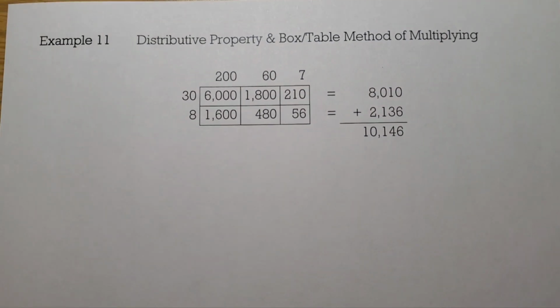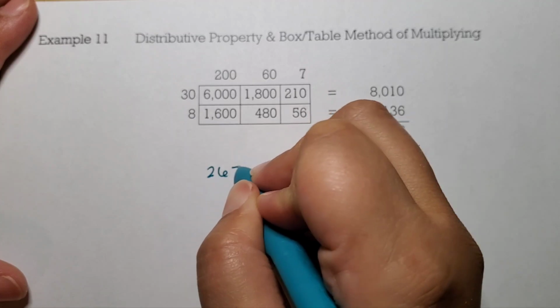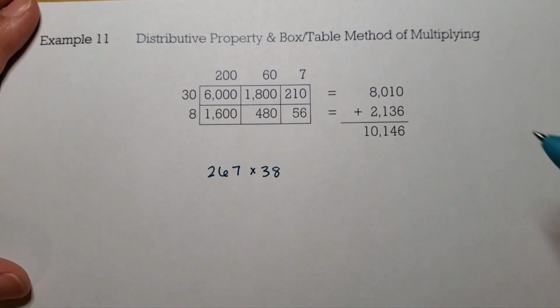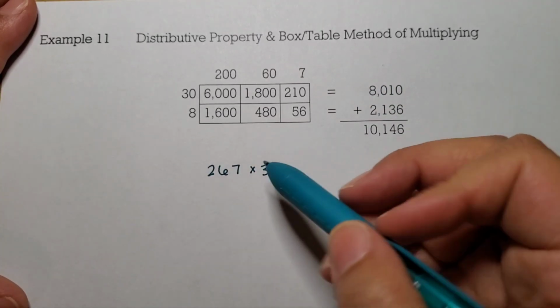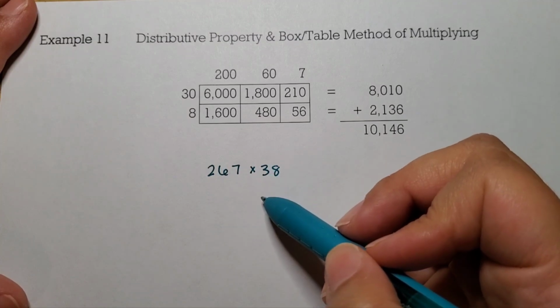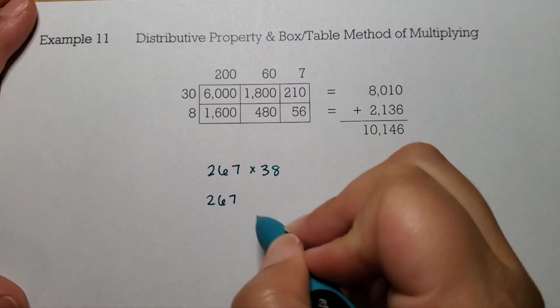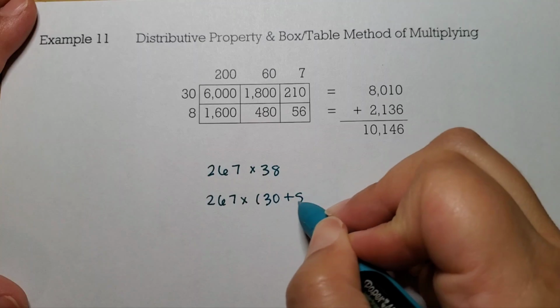Now, we've actually seen the distributive property. We've actually already been using it when we've been using the box method of multiplying numbers. So in this example, we had been multiplying 267 by 38. And I want to show you how this is using the distributive property. So let's split 38 up. 267 times 38 is the same thing as 30 plus 8.